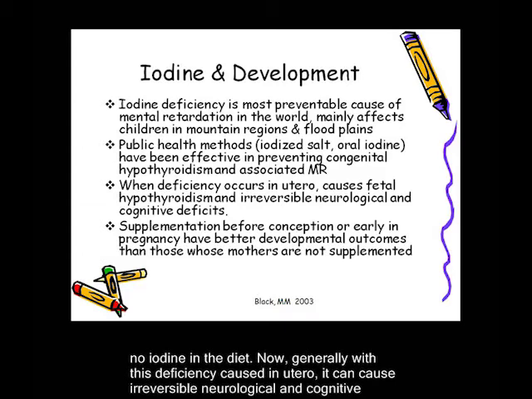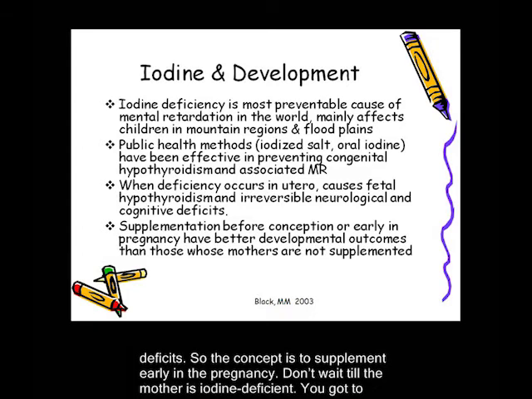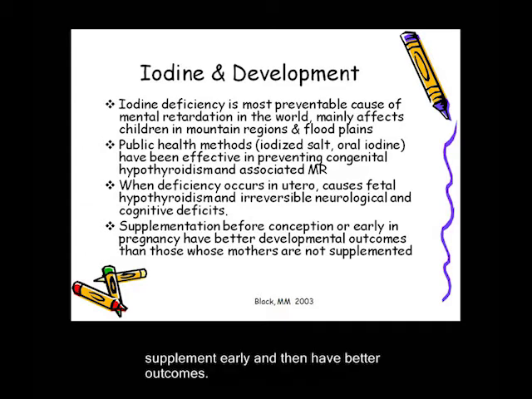Now, generally, if this deficiency occurs in utero, it can cause irreversible neurological and cognitive deficits. So the concept is to supplement early in the pregnancy. Don't wait till the mother is iodine deficient. You've got to supplement it early and then have better outcomes.